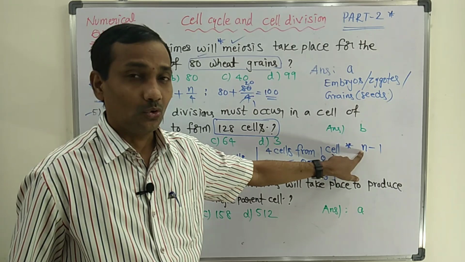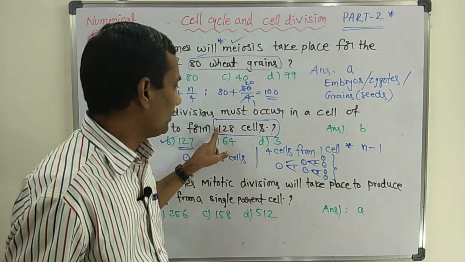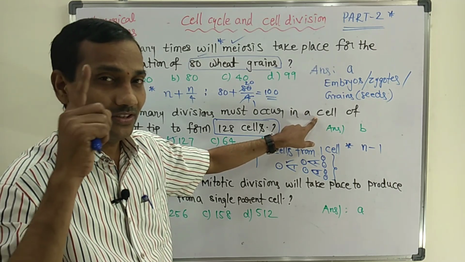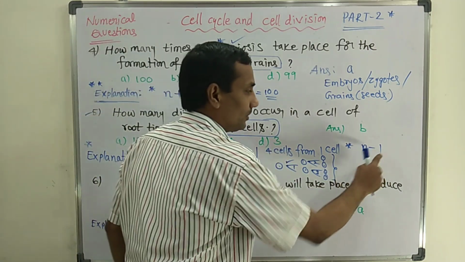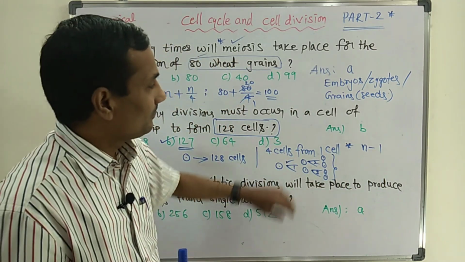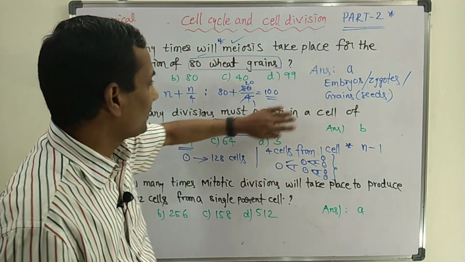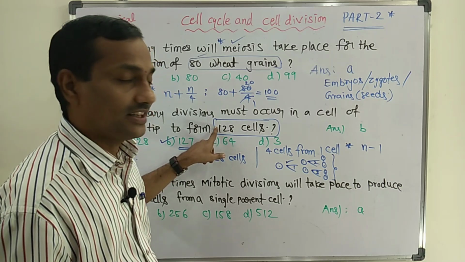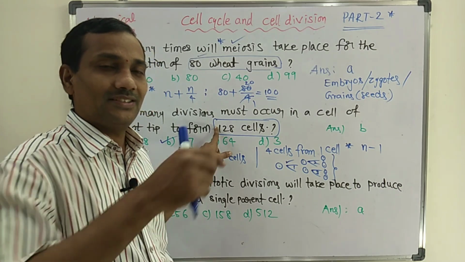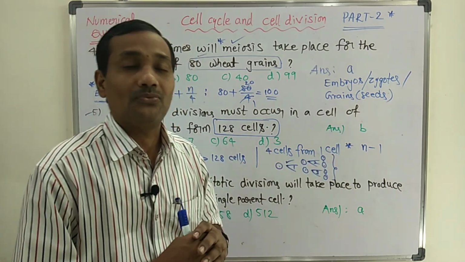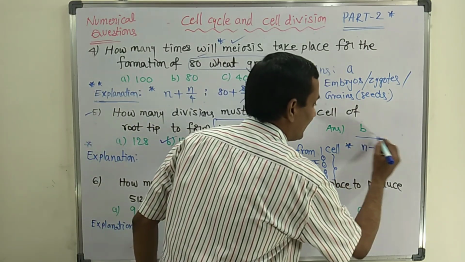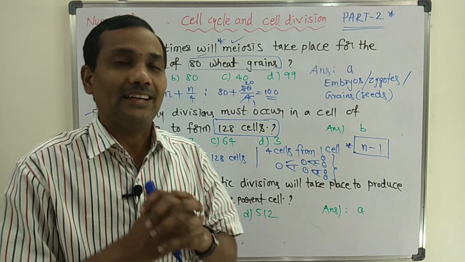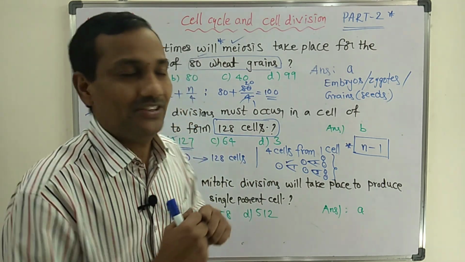N, total number of cells, 128 cells. How many cells are involved for mitotic division? Only one cell. That's why I took n minus 1 here. If they ask in the exam, from 2 cells how many mitotic divisions are required to form 128 cells, then you have to follow the n minus 2 formula. Otherwise, follow the n minus 1 formula for calculating the number of mitotic divisions.